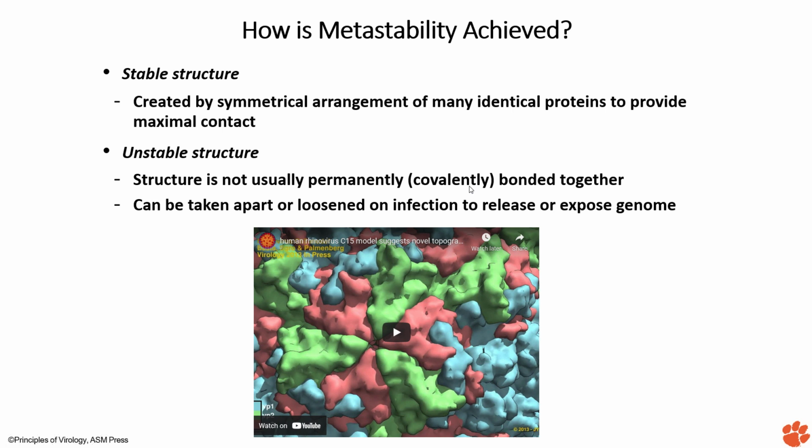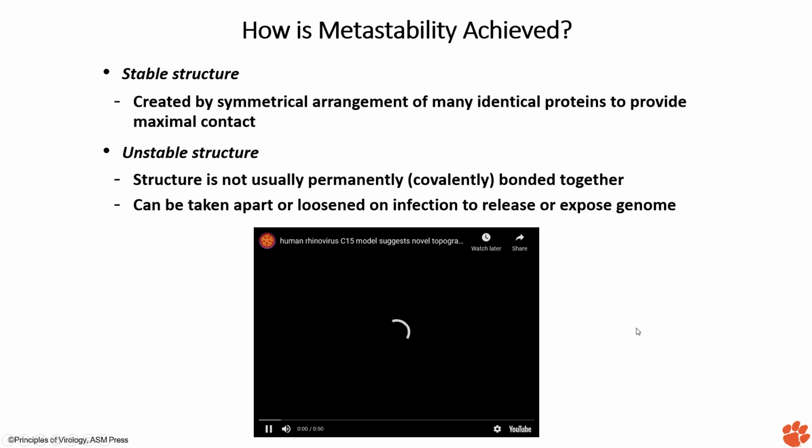And here we are looking at a rhinovirus, C15. This is a common cold virus. And you can see that these are molecular models. This is not a cartoon. You can see how the protein subunits are packed against each other. It's not always the case, but here we take a look at how this works.